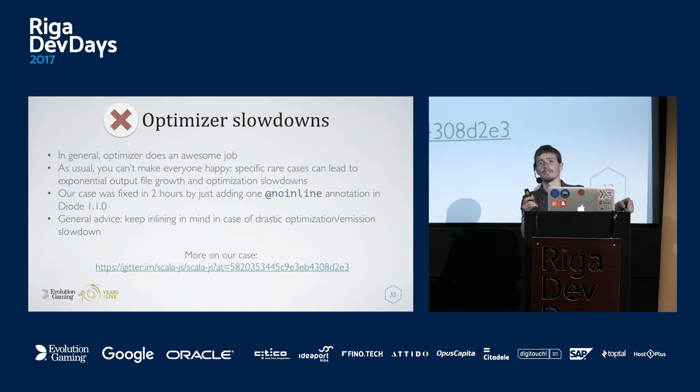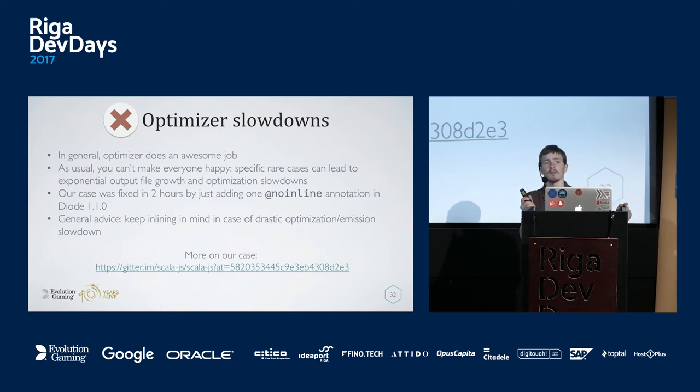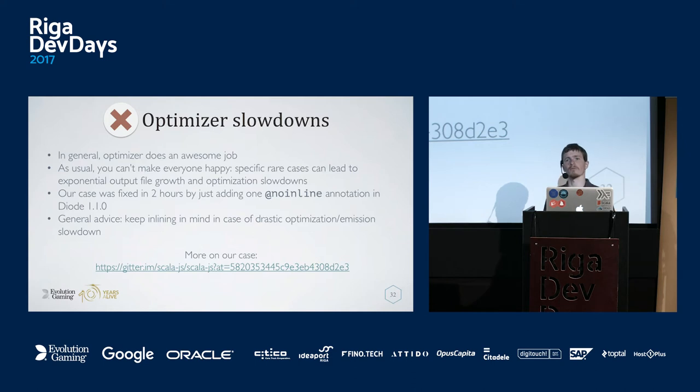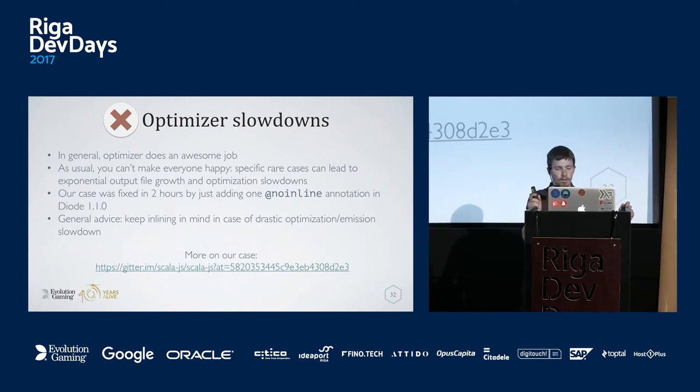If somebody is interested in details, I share the link and I can tell after the talk about the details. But basically, the optimizer was inlining the same code several hundred times, and that bunch of code was quite big, so the output file increased tenfold and the optimization time increased tenfold. But the case was fixed really quickly. The community is really responsive and very welcoming, so it was not a problem. I just contacted the maintainers on Gitter and everything was resolved quite quickly.